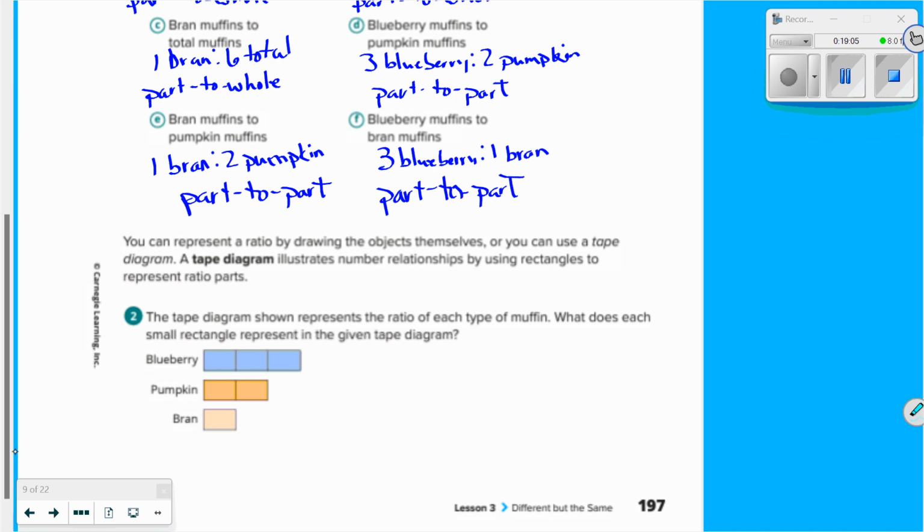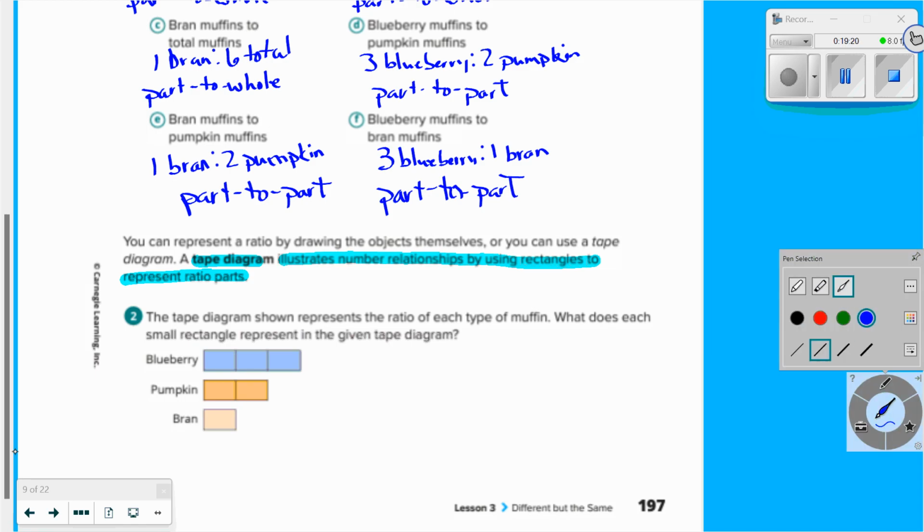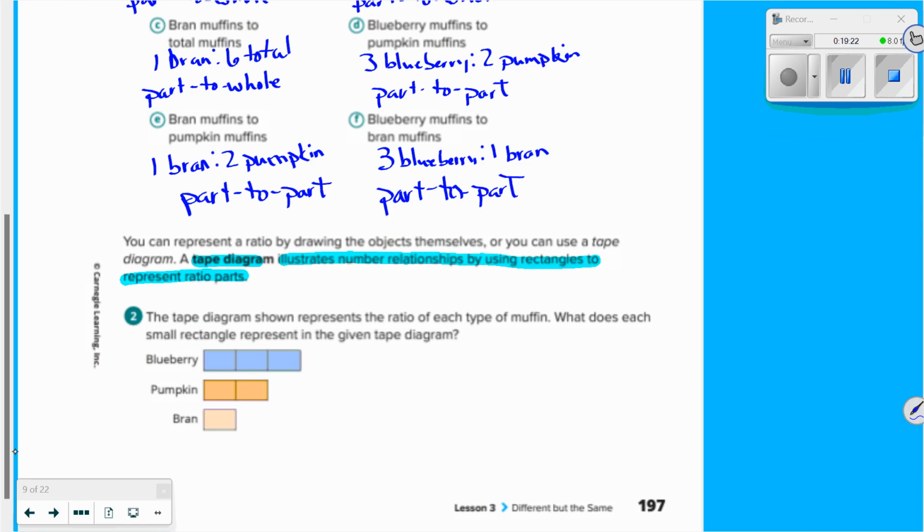So our next one, a tape diagram. A tape diagram is just another form of modeling that illustrates number relationships by using rectangles to represent ratio parts. I will be honest, I was never taught tape diagrams when I was in school. So the first time I was teaching them, I skipped it. And then it came back for like 4 straight lessons. I'm like, well, maybe I should teach myself this. So I taught it to myself, and after I started learning it, I was like, this is actually kind of cool.